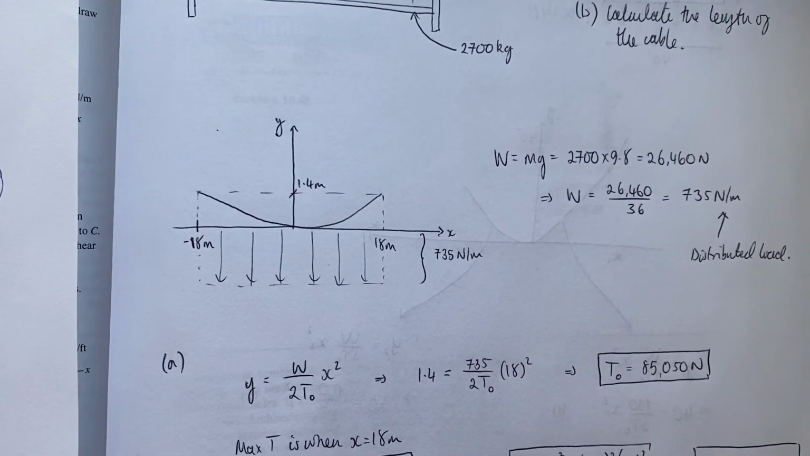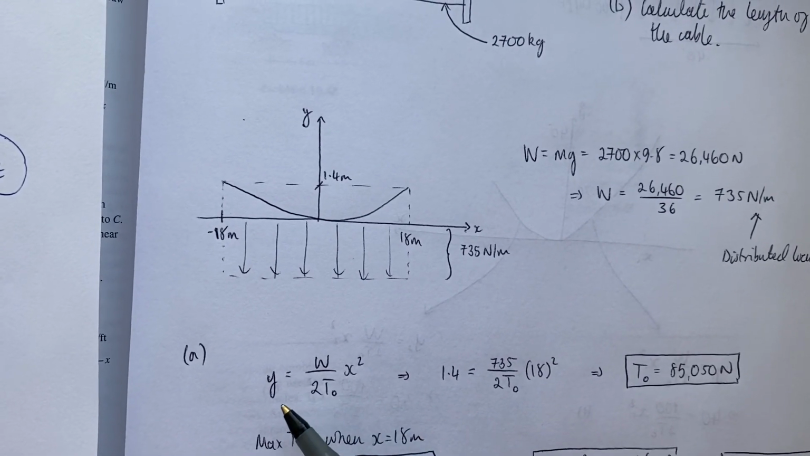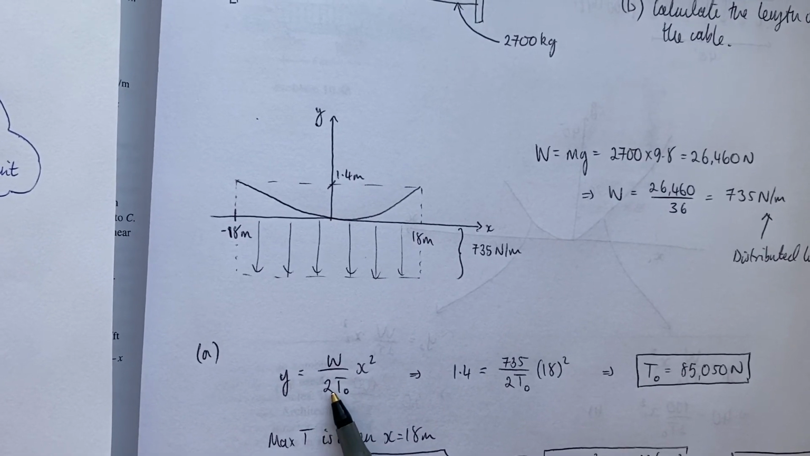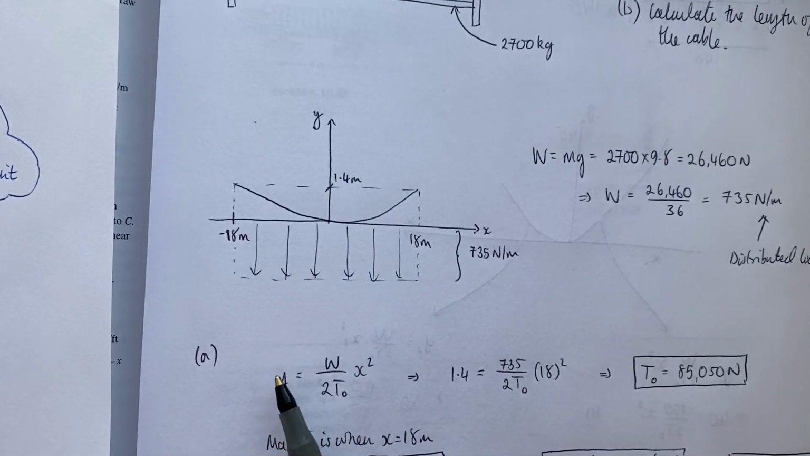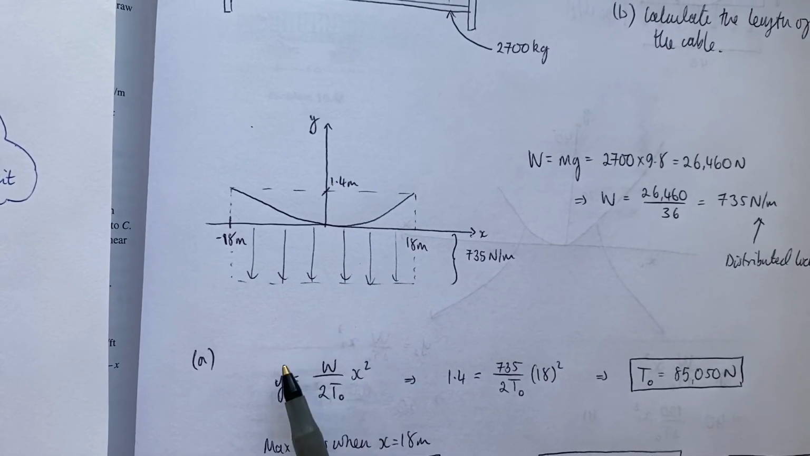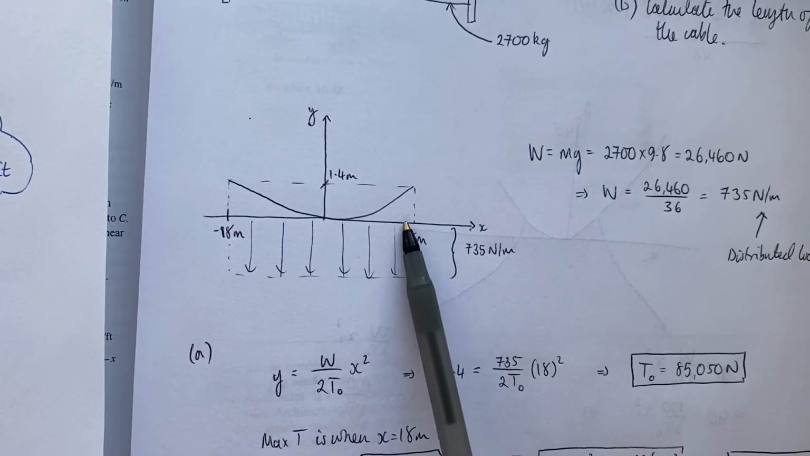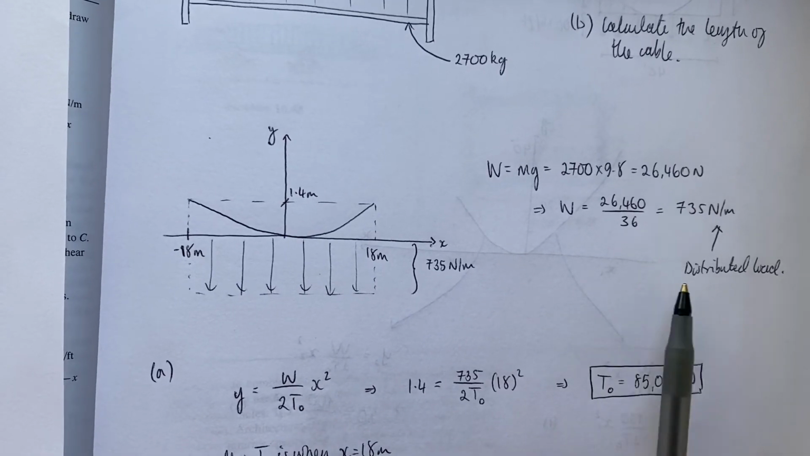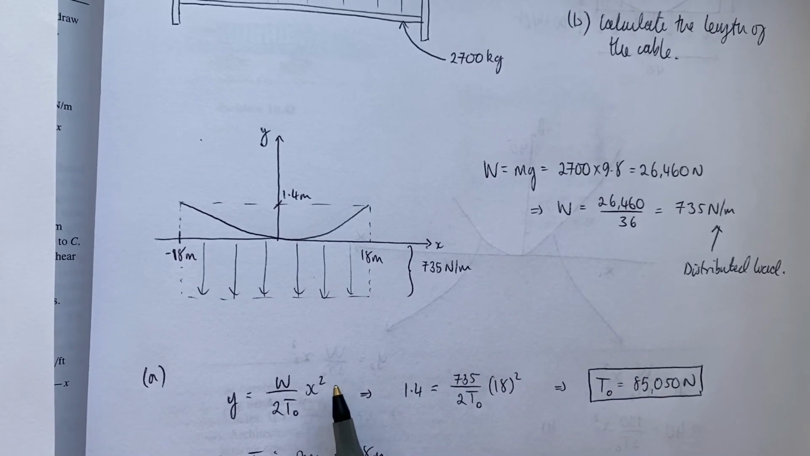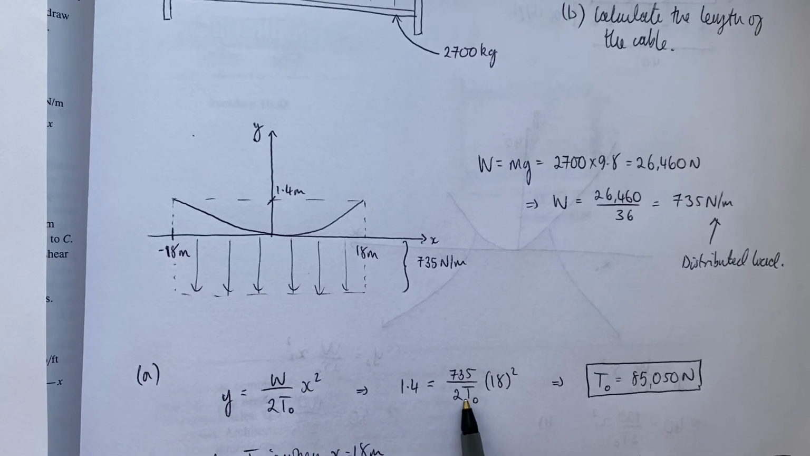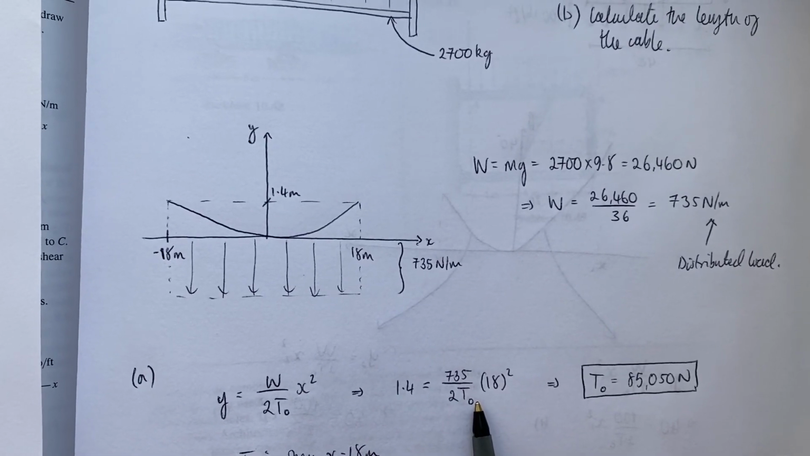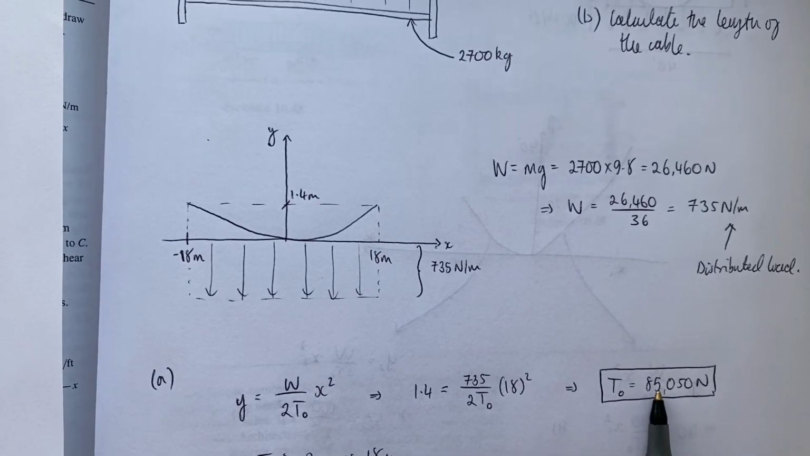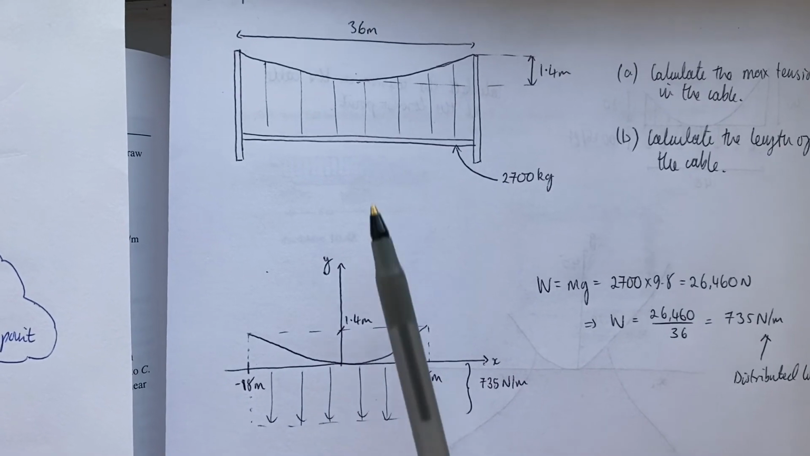So I've applied the same equation as I did in the previous example. y is 1.4 meters, right? It's 1.4 meters when x equals 18 meters. I know the weight vector due to the distributed load, so I can plug all of that information into this equation and rearrange for T0, and I get this. So that gives me the tension at the lowest point, right?